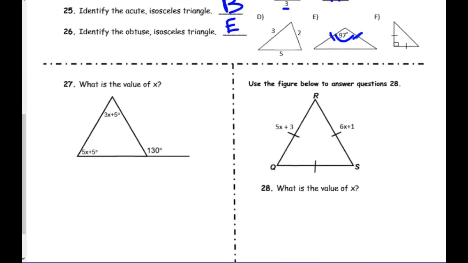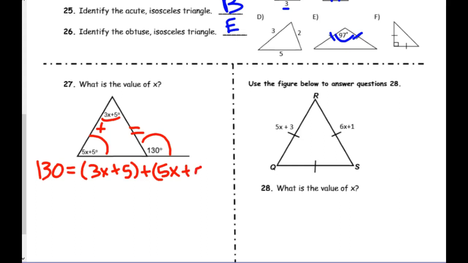27. What is the value of x? You got to remember, when we're doing exterior angles, they equal these remote interiors added together. So my equation would be 130 equals, and then add these two up. 3x plus 5 plus 5x plus 5. And let's start combining like terms on the right side. 3x and 5x makes 8x. 5 plus 5 is 10.